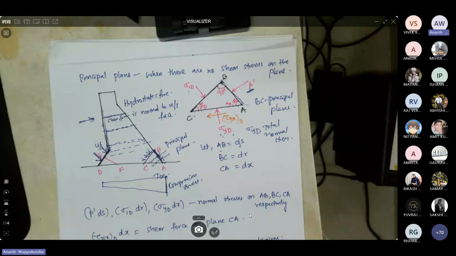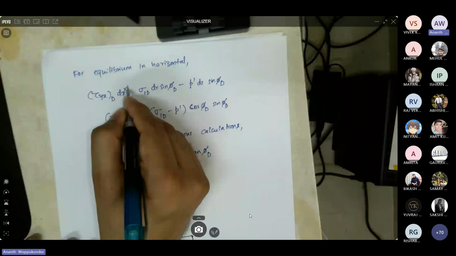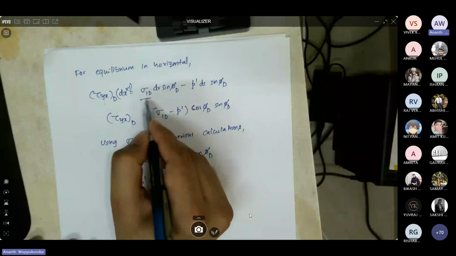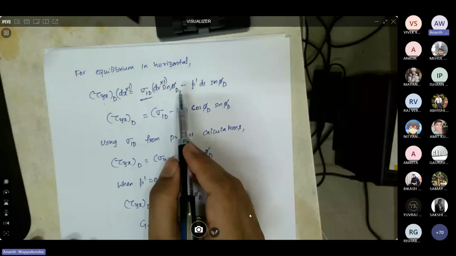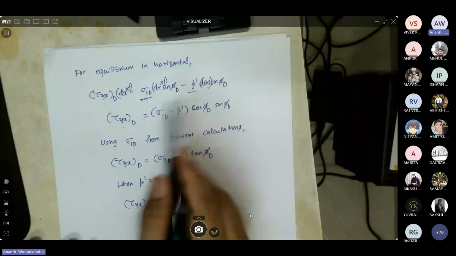this is what you get. So the shear stress is acting on an area of dx by 1. And you have sigma 1d, which is the principal plane stress or the principal stress acting on an area dr times 1. And then you have hydrostatic pressure acting on an area ds1. So if you simplify this, you can calculate what is this shear stress.